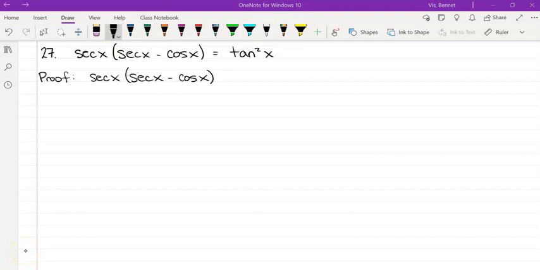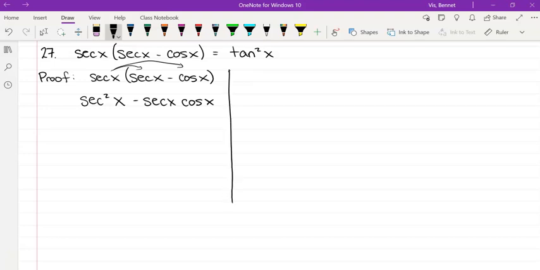Right, in this proof, we're going to show that secant of x times the quantity secant x minus cosine x is equivalent to tangent squared. So, start off, write proof, restate that left side, and immediately, instead of changing things to sines and cosines, I see this secant out front. There's a parentheses here. I'm just going to do this distribution. I'm going to say, let's do secant times secant and secant times cosine. So this becomes secant squared of x minus secant times cosine. I just distributed right there.